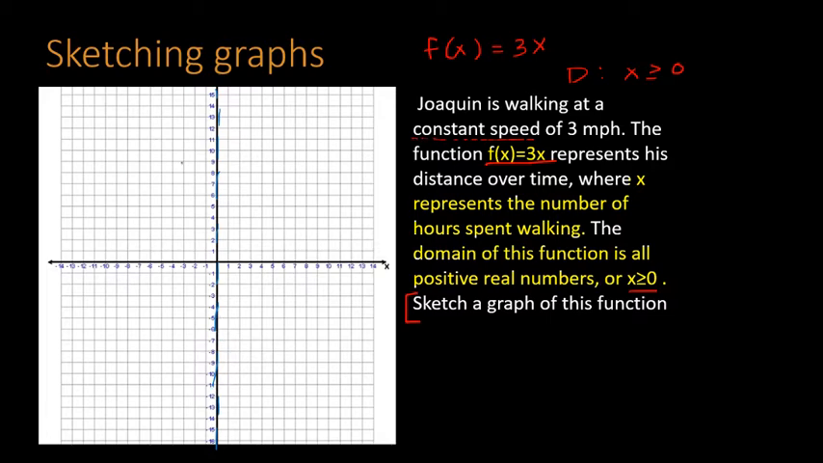So that's my domain. Anything where x is negative is not going to be valid. In fact, I'm going to X out this side of the graph in case you can't see the line I sketched on the y-axis. Anything over there is not going to be valid because we can't have a negative value for hours. So now let's look at our function.